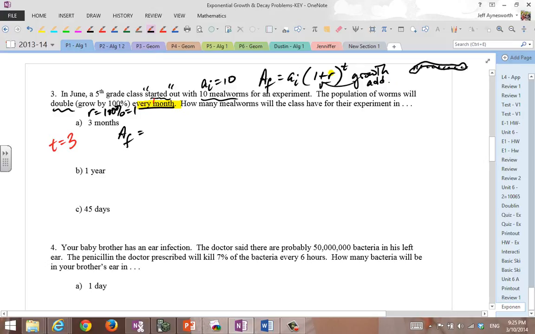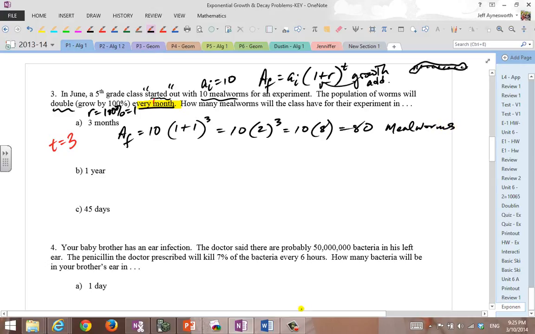So the future amount in this case, well, we start off with 10 mealworms. The growth rate, it doubles, so 1 plus 1 raised to the third power, because after 3 months have passed, there's 3 time periods, 3 intervals, that have passed. So what is this? Well, this is 10 times 2 to the third, and that's 10 times 8, or 80. All right, there's 80 mealworms.